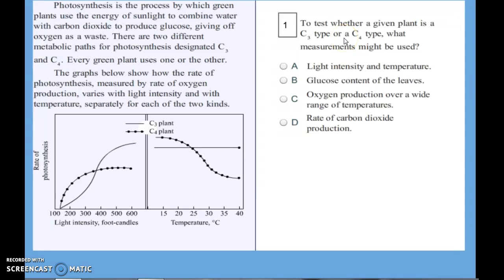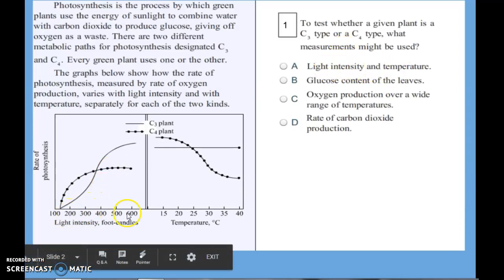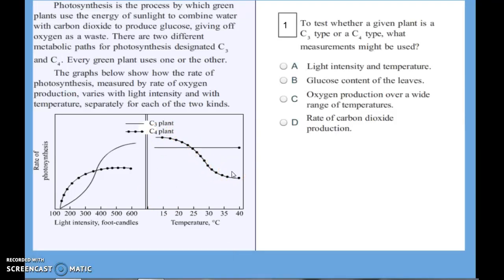The question wants to know, to test whether a given plant is a type C3 or a type C4, what measurement might be used. We have light intensity and temperature. And yes, those will produce different things, but light intensity at the same time is going to change how much photosynthesis is going on. The temperature will change some of it. It'll change the type C4's photosynthesis. And so if you're using both of those to try to figure it out, you might be canceling each other out. You wouldn't want to use both at the same time.